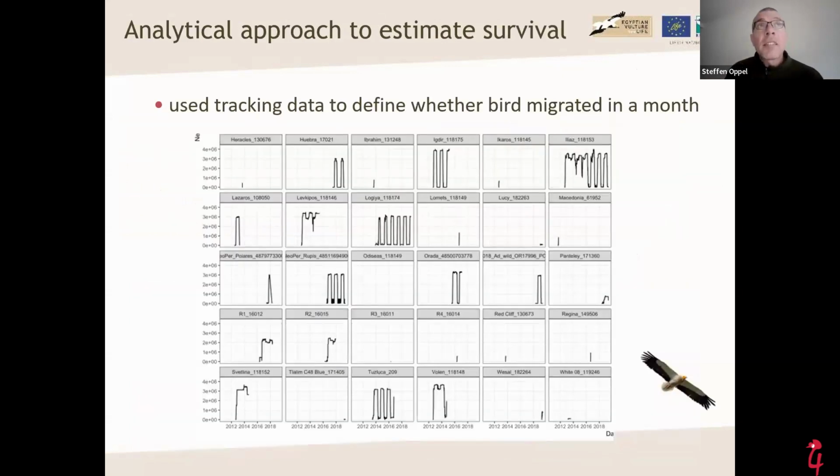Now, to estimate whether there is a cost of migration on survival, we first use the tracking data to define whether a bird migrated in a month. And for that, we just plotted the distance that a bird moved in a particular month. And if it moved a certain distance every month, then we classified the bird to be on migration during that month. And if it didn't move a certain distance, then we termed that phase resident.